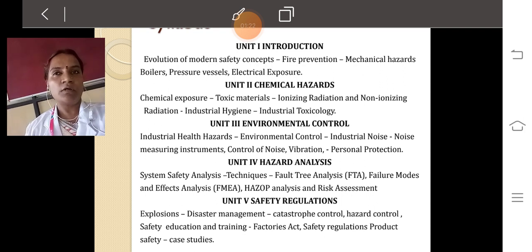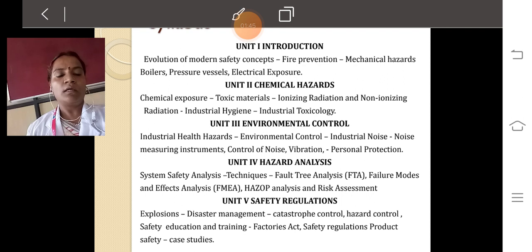Hazard means injuries or problems, right? So how we are going to analyze the problems that occur in the industry by using fault tree analysis, failure mode analysis, and hazard analysis, right? And the fifth unit is safety regulation.